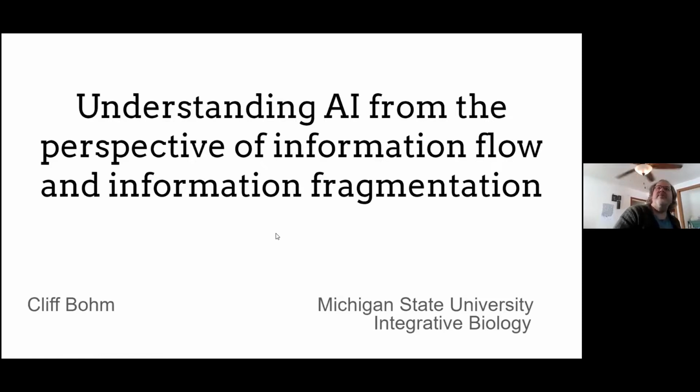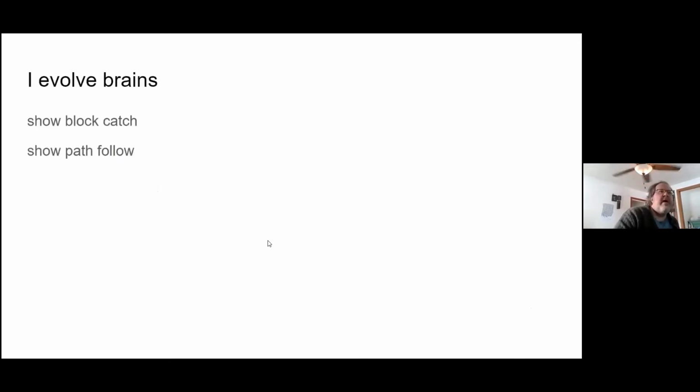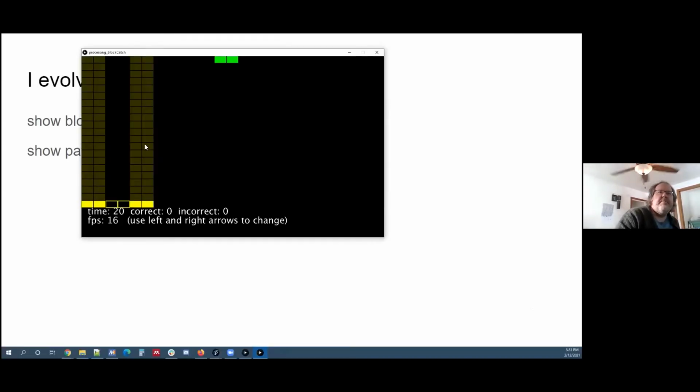This talk is about understanding artificial intelligence from the perspective of information flow and information fragmentation. So I evolved brains, and I'm going to show you a couple of tasks. This is a block catch task.